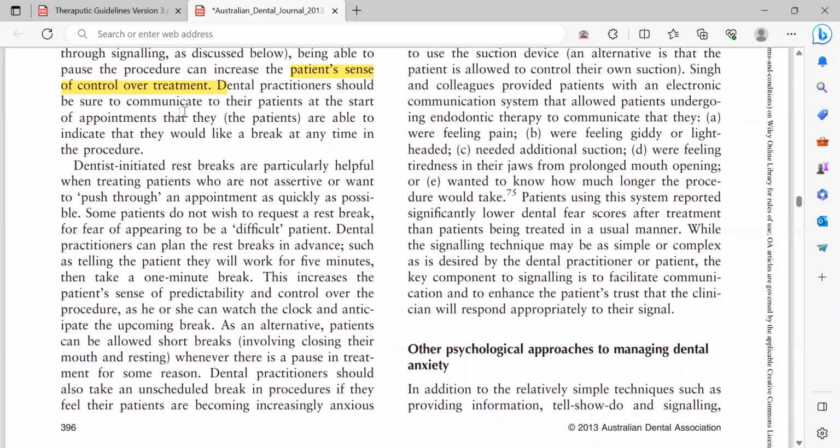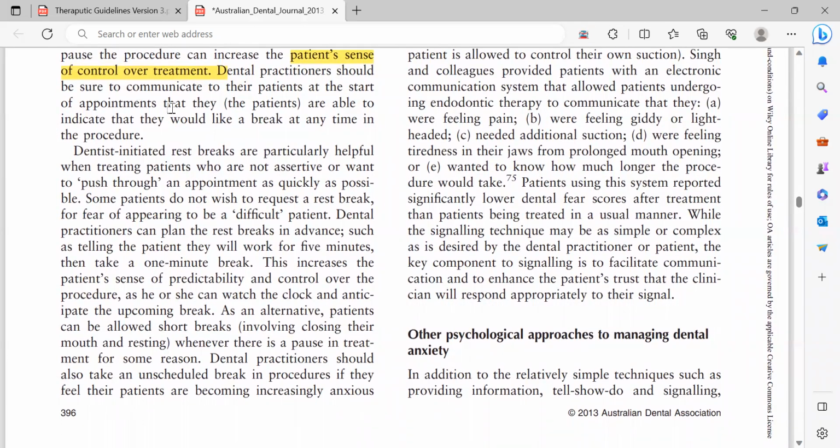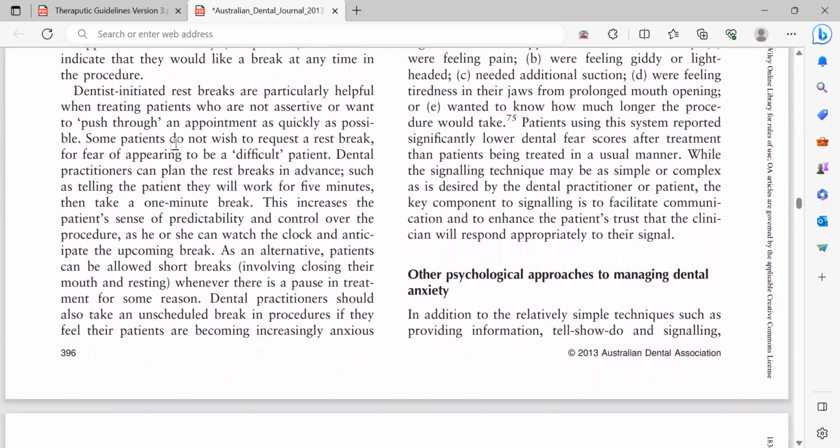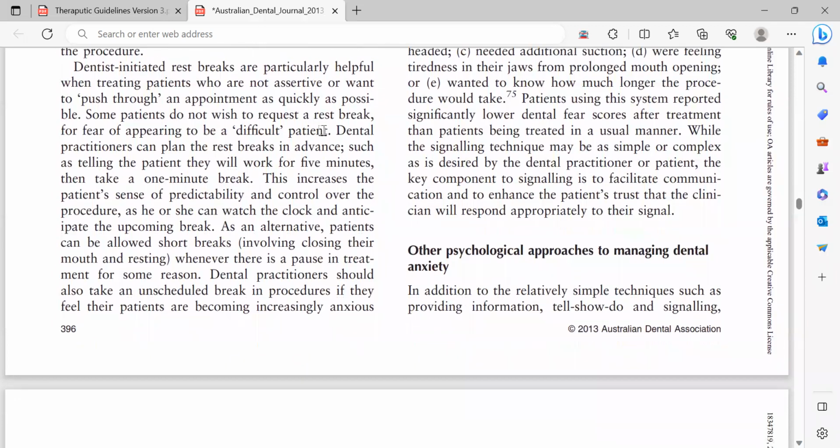Dental practitioners should be sure to communicate to their patient at the start of the appointment that they are able to indicate they will need a break, like by lifting their hand up. Dentist-initiated rest breaks are particularly helpful when treating patients who are not assertive or want to push through an appointment as quickly as possible. Some patients do not wish to request a rest break for fear of appearing to be a difficult patient. So some people, just for the sake of being a good patient, do not show you, but you should know, and after some time you should give them a break.